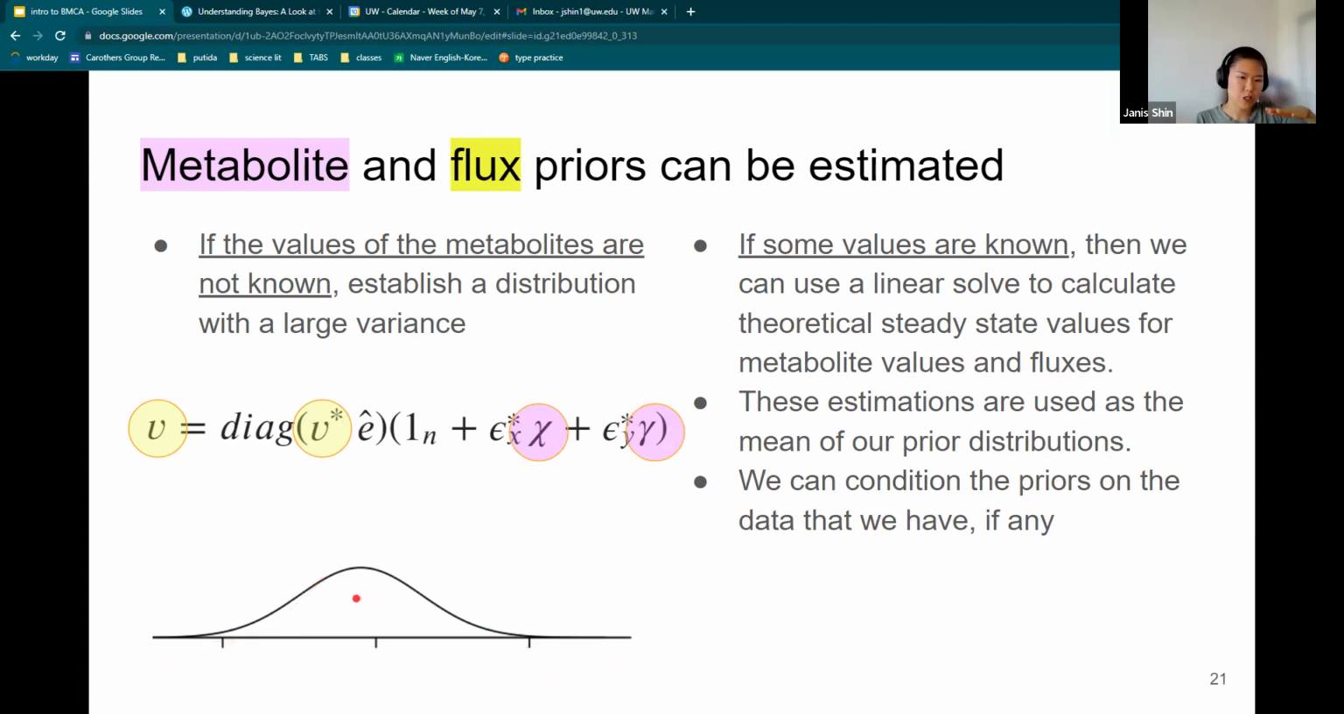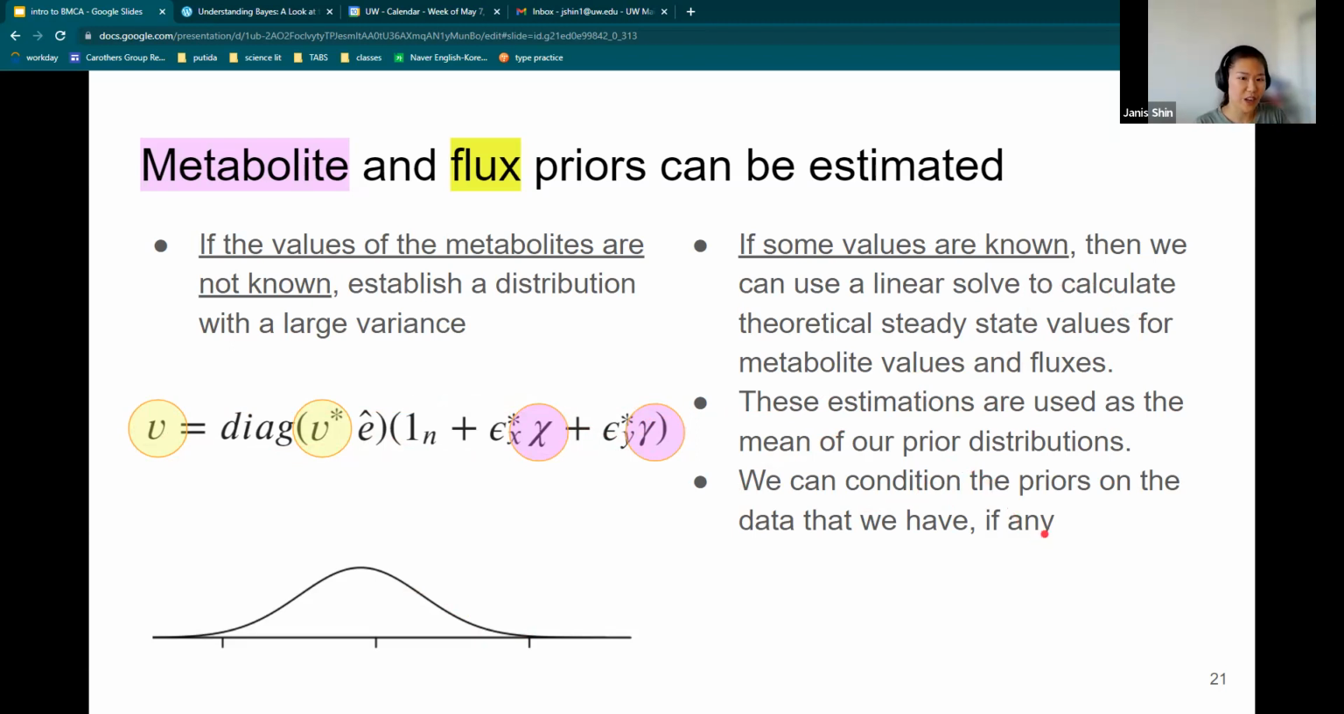So it's going to just be squatty and wide. But if the values are known, we can use a linear solve to calculate these theoretical steady state values. That just involves moving some of these variables around, which is not shown here, but it's very simple math. And from the calculated steady state, we can use that as the prior and condition the prior on the data that we do have.